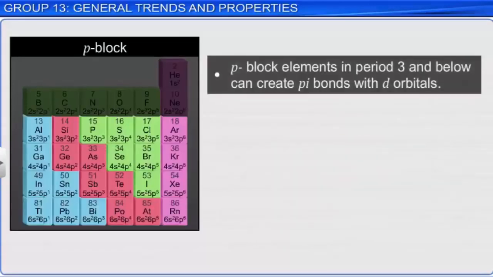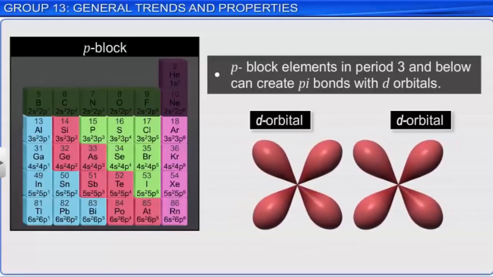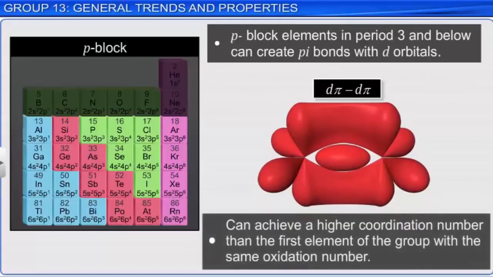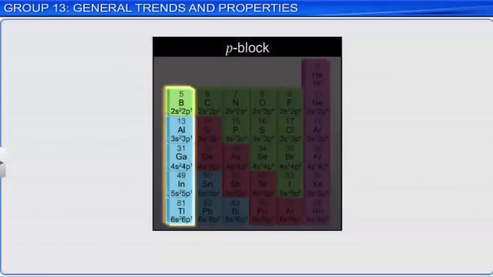p block elements in period 3 and below can use d orbitals to create pi bonds. As a result, the elements in period 3 and below can achieve a higher coordination number than the first element in the group. The elements in group 13 will be the focus for the rest of this module.